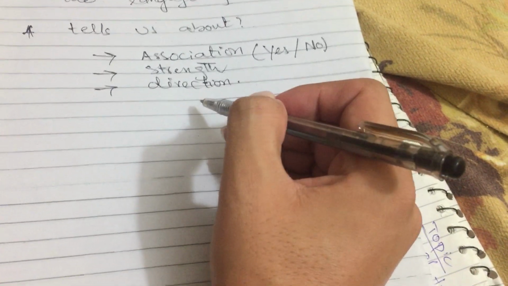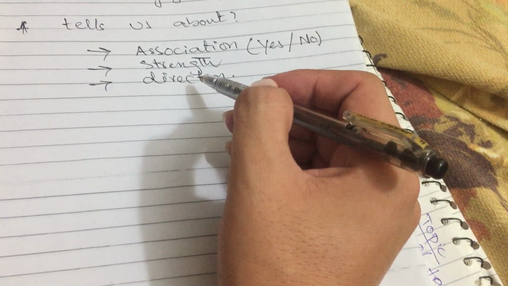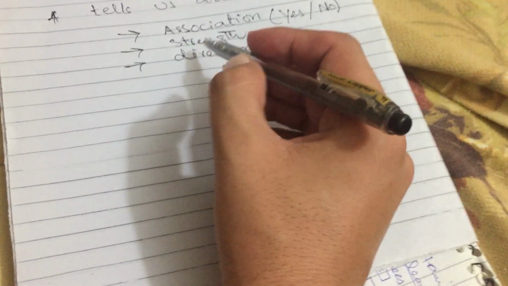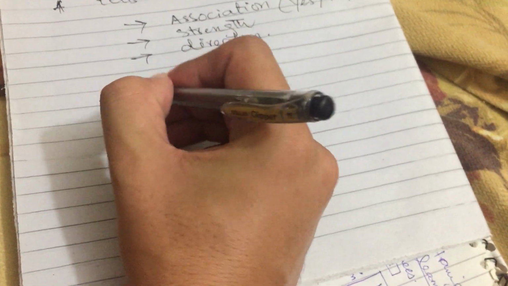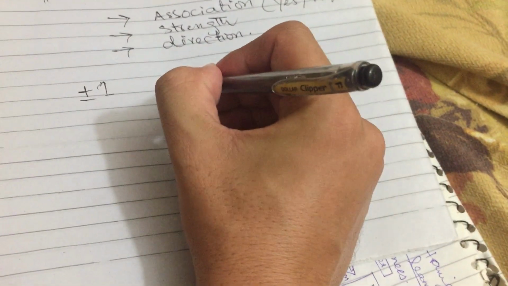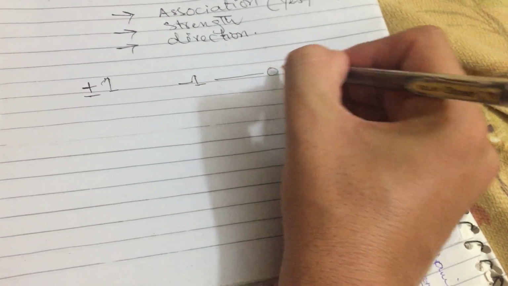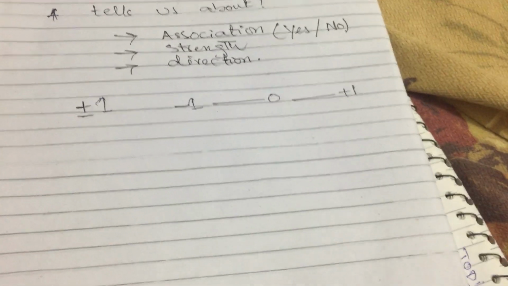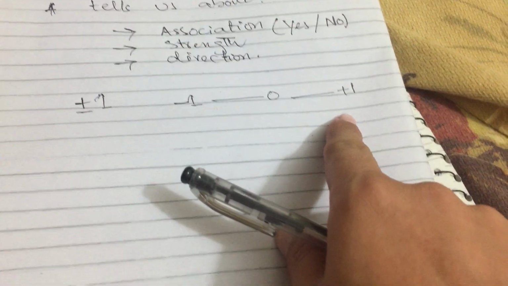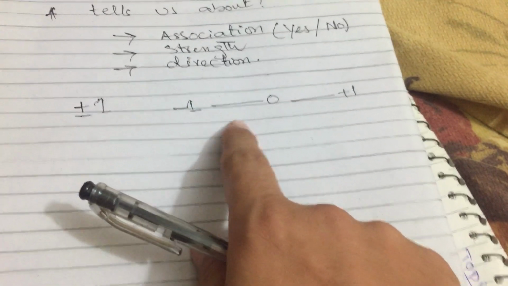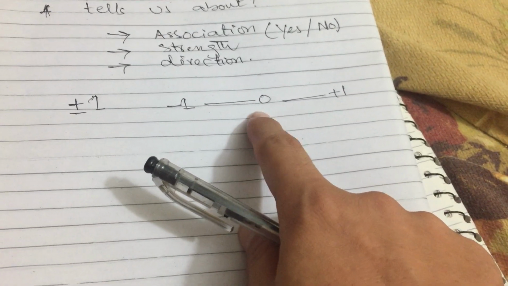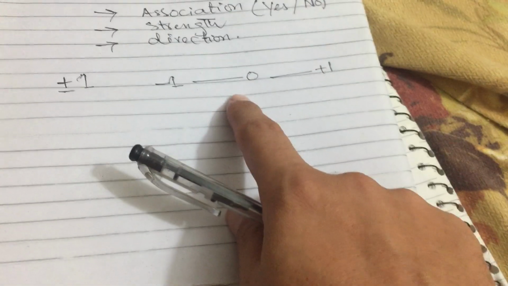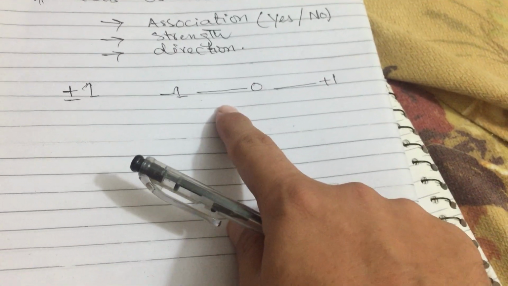The second thing is the strength. The correlation tells us about the strength of the association, the strength of the relationship between the two variables, and it always varies between plus minus 1, that is -1 to 0 to +1. That is, the correlation value will always lie between -1 to +1. If the value of the correlation does not lie between this range, it means that there is an error in your statistical value, or this is not the true value.